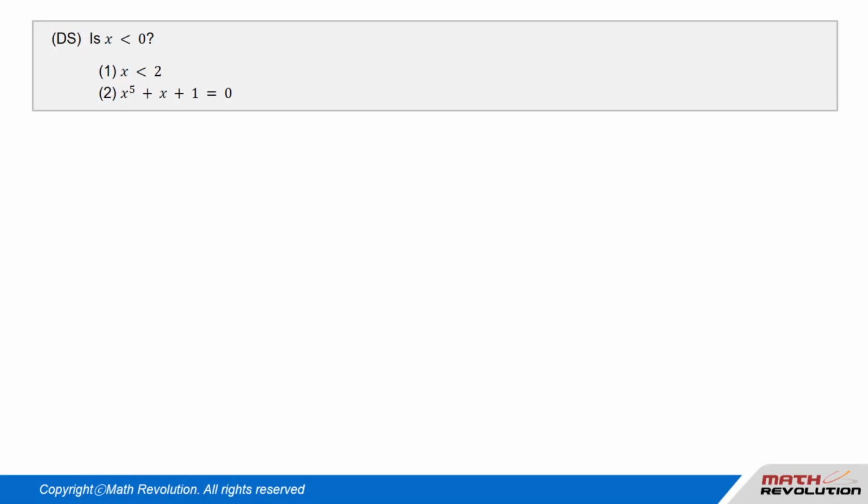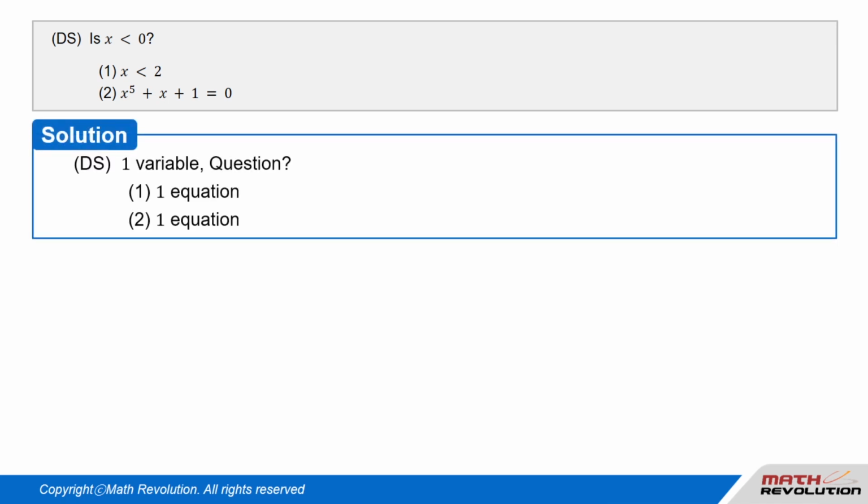Question. DS. Is x less than 0? Condition 1. x is less than 2. Condition 2. x to the power of 5 plus x plus 1 equals 0.